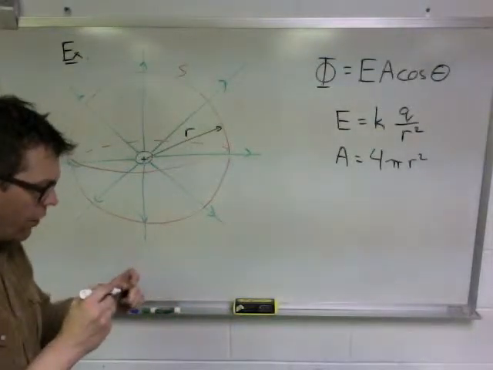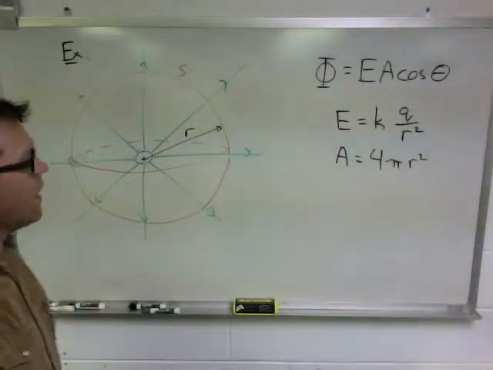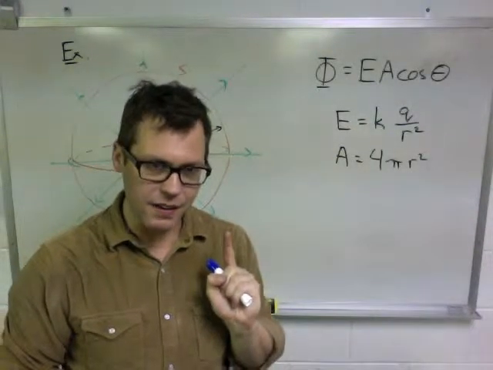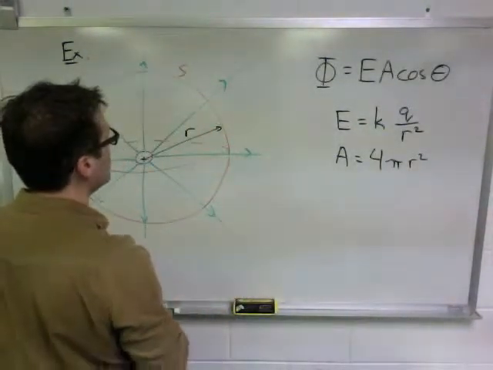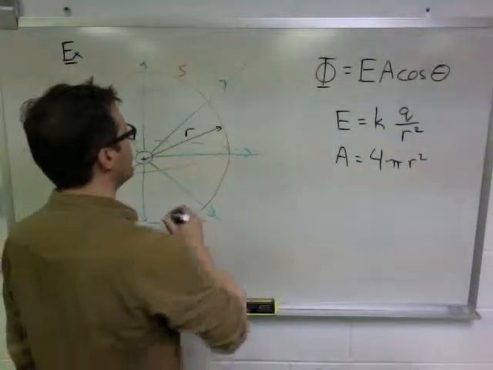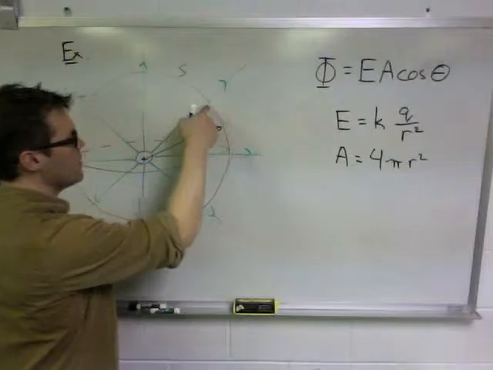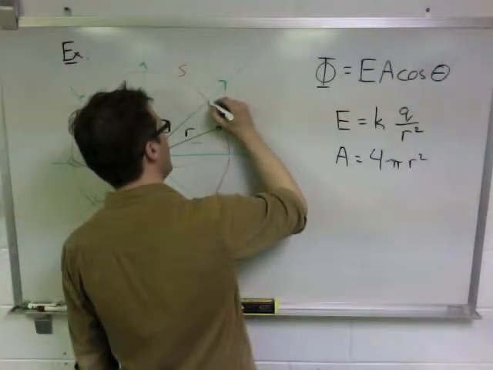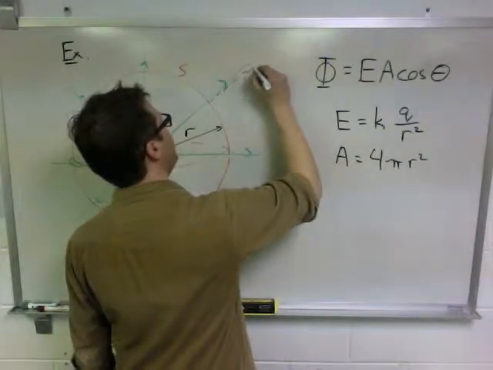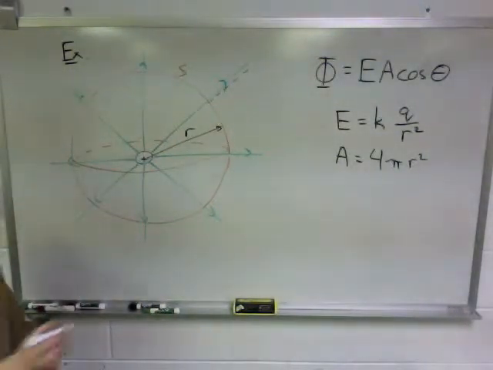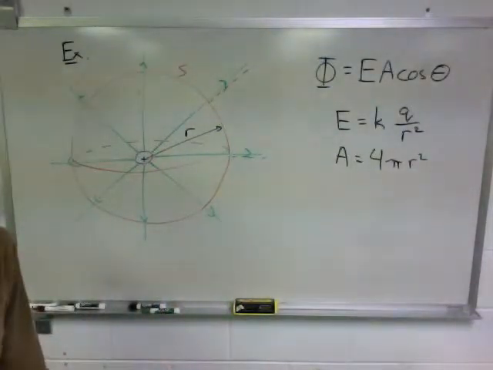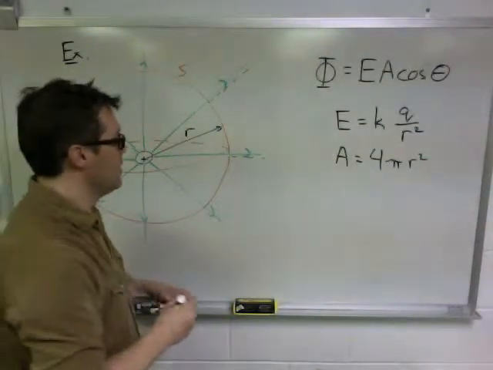Remember that the angle theta is measured between a line perpendicular to the surface and the electric field at that point. So, for example, let's look at a point right here. There's a field line poking out. In what direction is the normal line? Well, in this case, the normal line, which is a line perpendicular to the surface, would point in the same direction as E. Similarly, over here, the normal line would also point in the same direction as E.